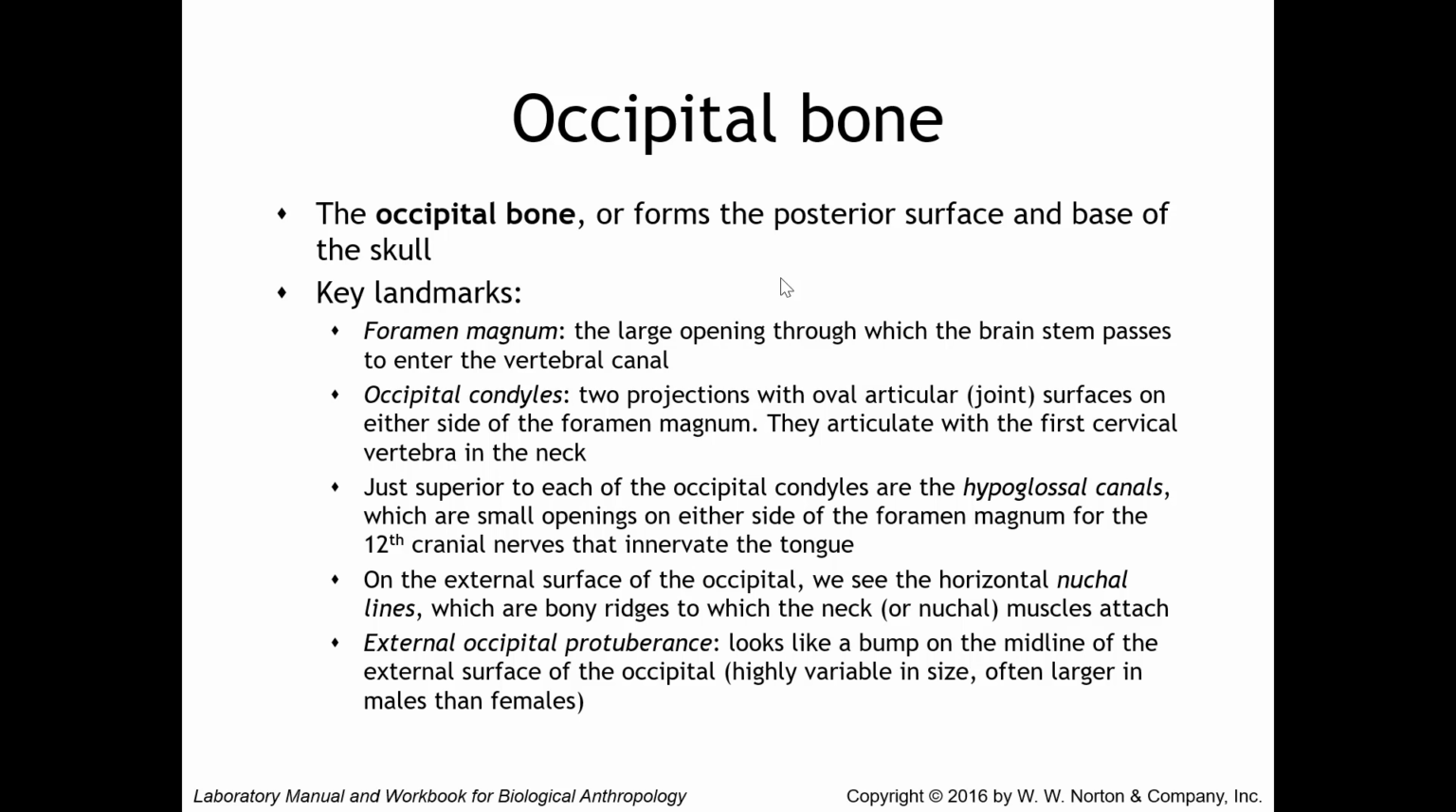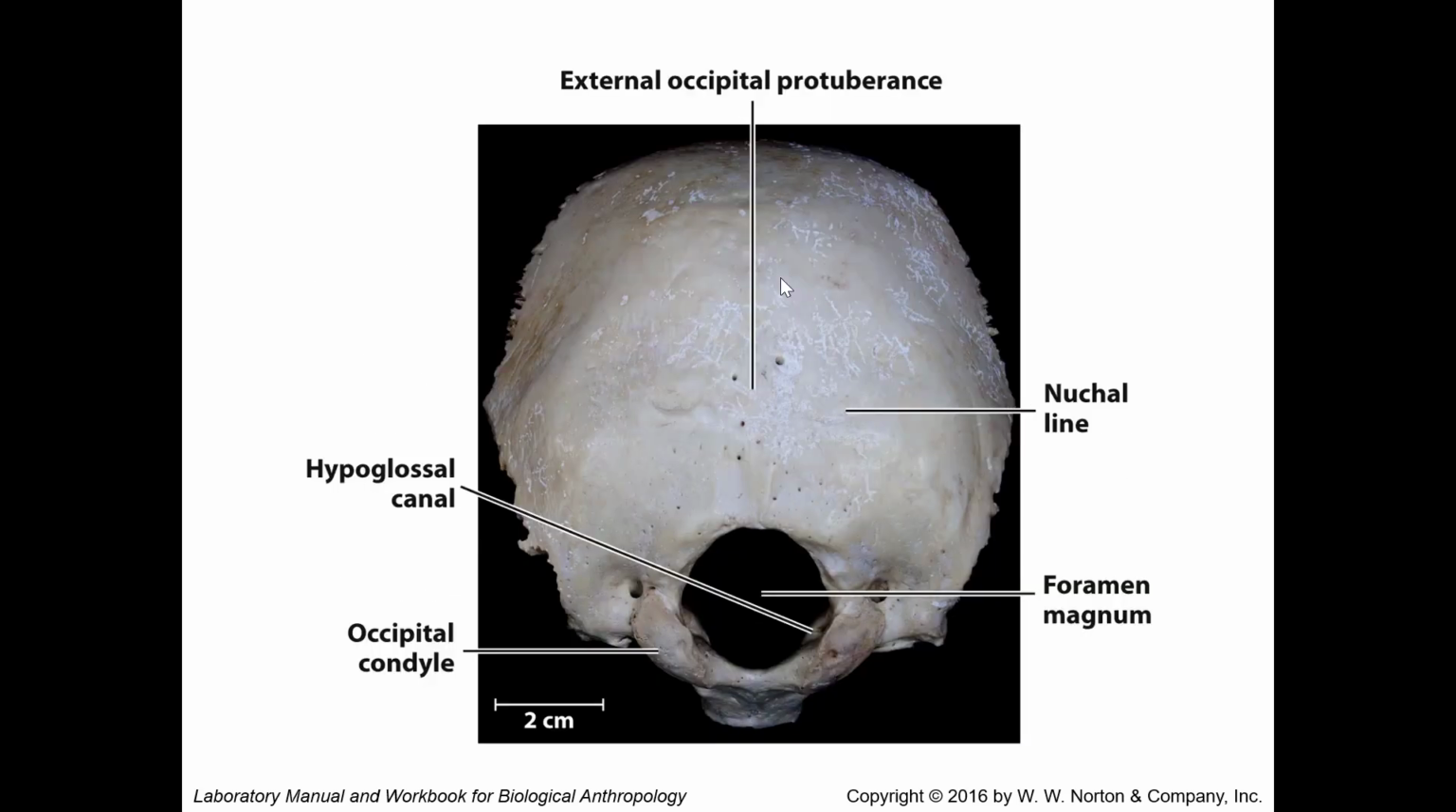We know it is a large opening through which our brainstem will pass, and it'll enter into the vertebral column. After that, I'm going to go to the picture so you can see it. So foramen magnum there. After that, we've got our occipital condyles right here. These two flattened areas. They are two projections with oval articular joint surfaces on either side of the foramen magnum, and they articulate with the first cervical vertebra in the neck.